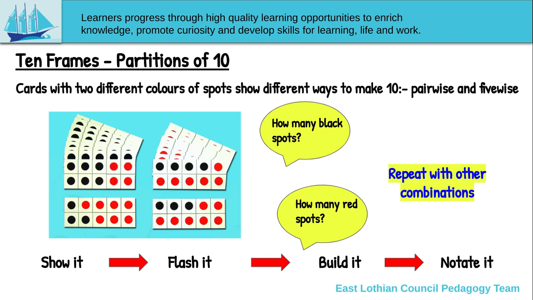Finally, thinking about partitions of 10, understanding that 10 can be made in lots of ways, and seeing this visually is really important. So either using the pairwise pattern cards with the 2 colours of spots, or using the 5-wise pattern cards with the 2 colours of spots can be used to teach partitions of 10. Use the same routine, show, flash, build, notate, and ask learners how many black spots they see and how many red spots they see. Show and flash all the combinations in order and then move to muddling them up.